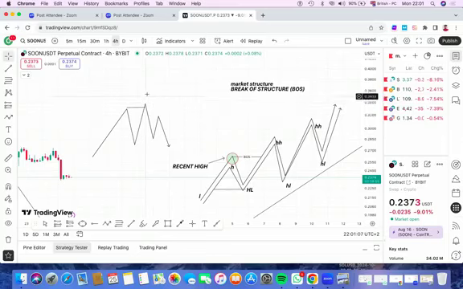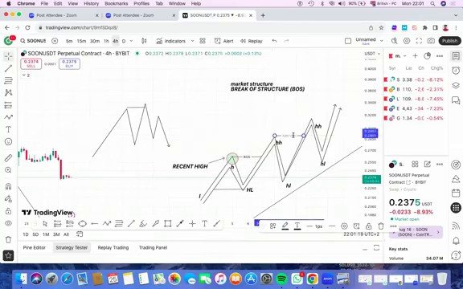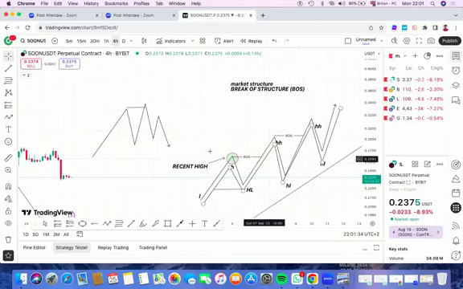If something just closes above here, it has to close outside of it. And now we go ahead and create this structure. This is a BOS. So we know that for us to have a valid structure, there has to be an impulsive move to the upside, a pullback leg to the downside, and then the market has to break the recent structure.